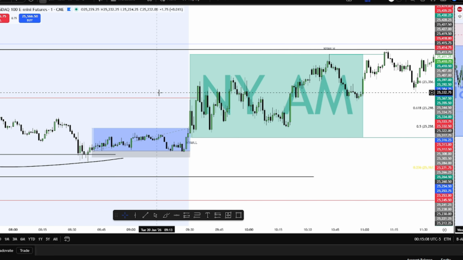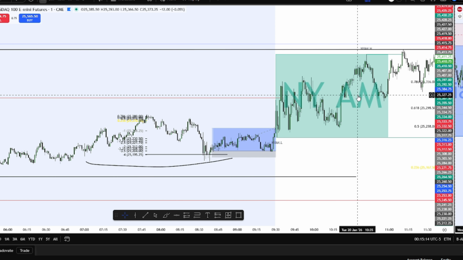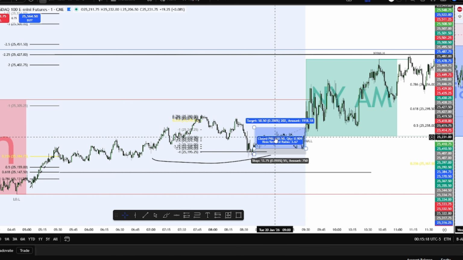So after I take a trade, here's more of the psychology part of it. After I take a trade, I'm just watching how the market moves and if it's playing out according to my plan.